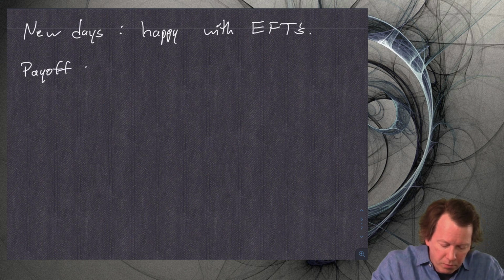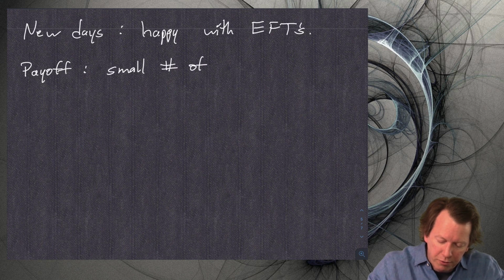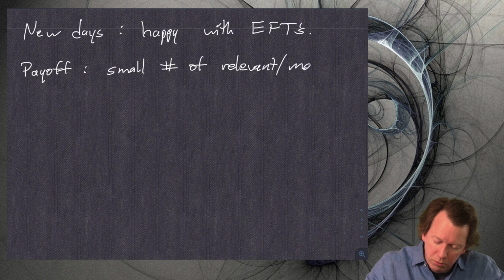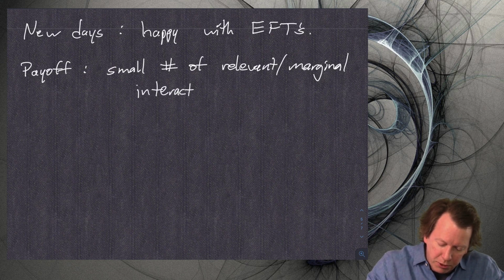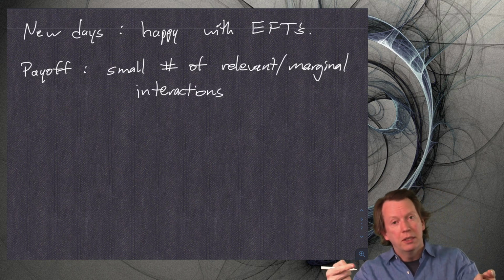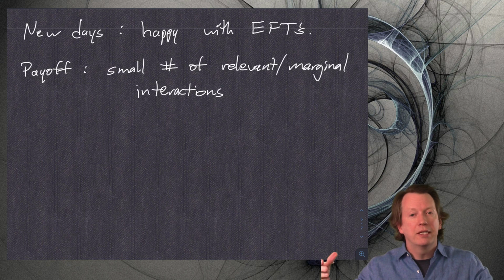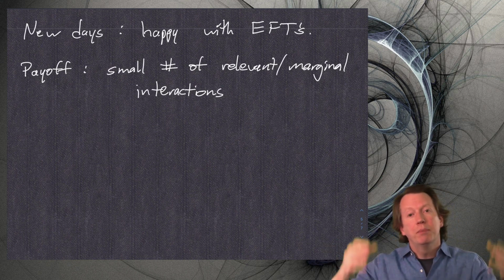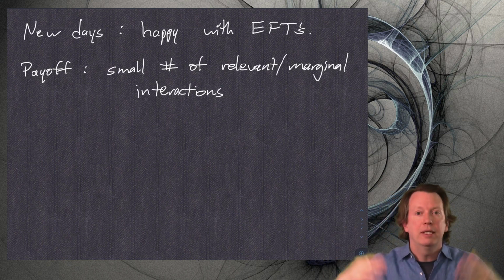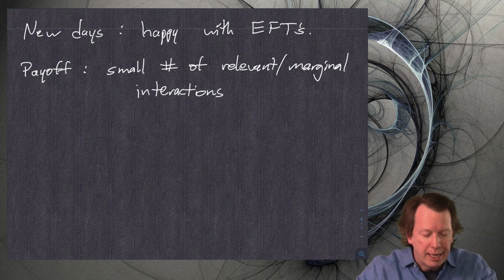Okay? There's only a small number of relevant or marginal interactions you can write down. So what that means is, it should be clear why that's true, because marginal or relevant interactions have a small number of fields appearing in them. Once you add more and more fields to make things more complicated, chances are you're making your interaction less and less relevant, something that drops out at high energies.